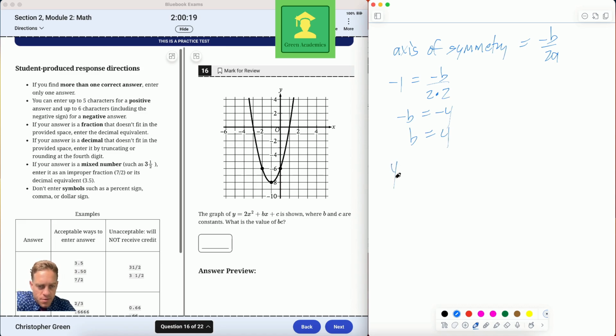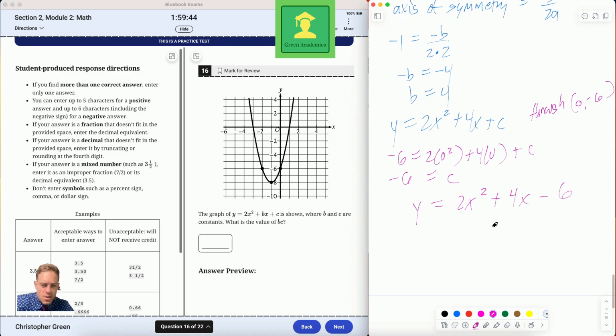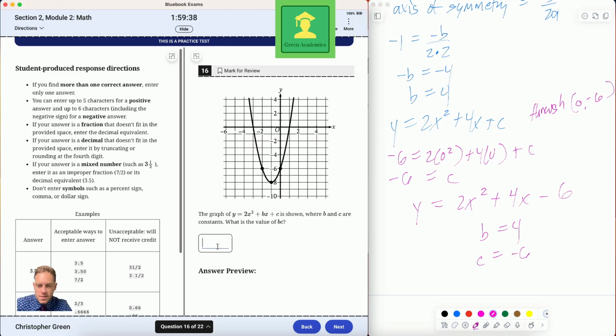So now you have the function 2x squared plus 4x plus c. Now there's a couple ways you could find c, but I'm going to say that this goes through 0 comma negative 6, right? So negative 6 is 2 times 0 squared plus 4 times 0 plus c. So negative 6 is c. So the general equation is 2x squared plus 4x minus 6. So b is 4 and c is negative 6, which makes the product negative 24.